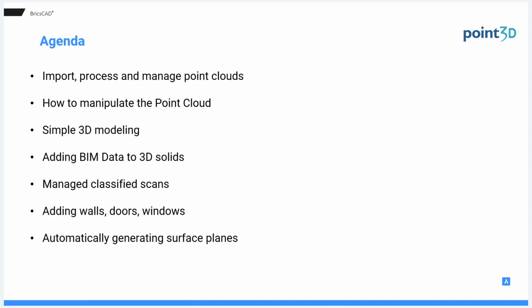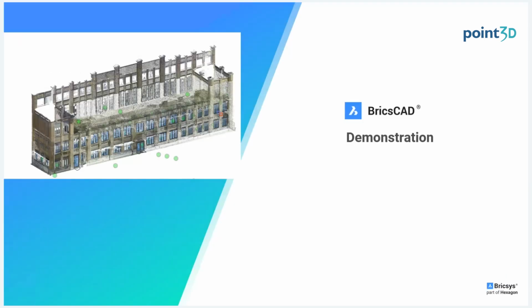And then we're going to wrap this up by looking at some other analysis tools to check the progress and quality during construction. So you can see, and we're going to see, how BricsCAD is a great tool for modeling the existing conditions of a project. So with that, let's get started.